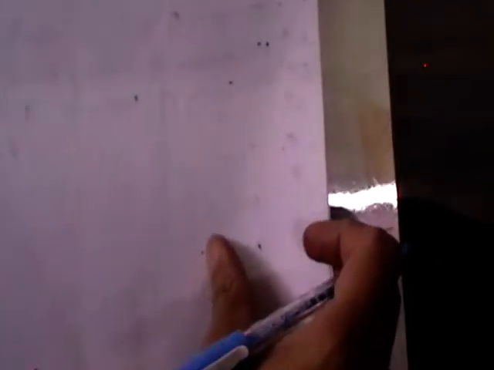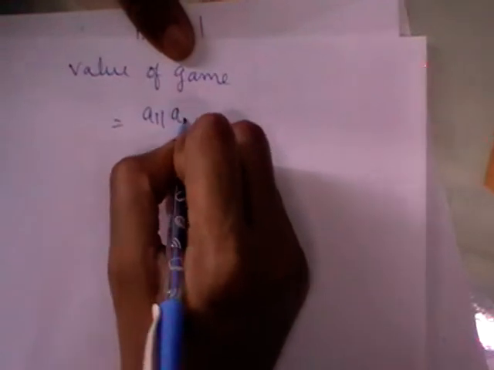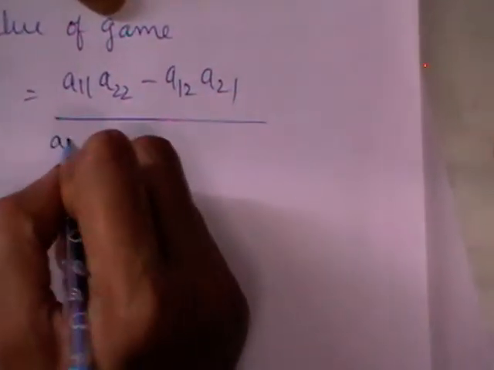What is the formula for the value of the game? The diagonal elements are to be multiplied: A11 A22 minus A12 A21, divided by A11 plus A22 minus A12 plus A21. So you will get that as 17 by 5.